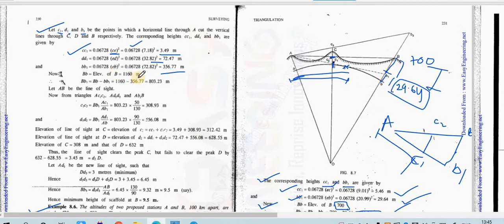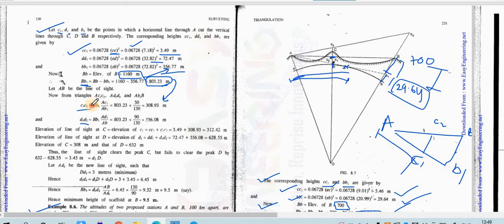So the total height of small b and capital B is 1160. Minusing this value, the height of capital B and small b1 is coming out to be 803.23. Now based on this height, we can calculate the other heights also, that is C1, C2. So based on this height, we will calculate the corresponding height with the help of similarity of triangles. So this C1, C2 has been calculated, and in similar fashion D1, D2 has been calculated.